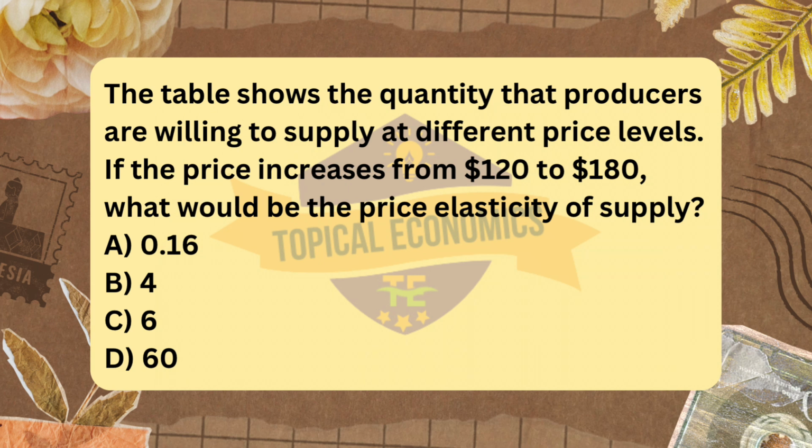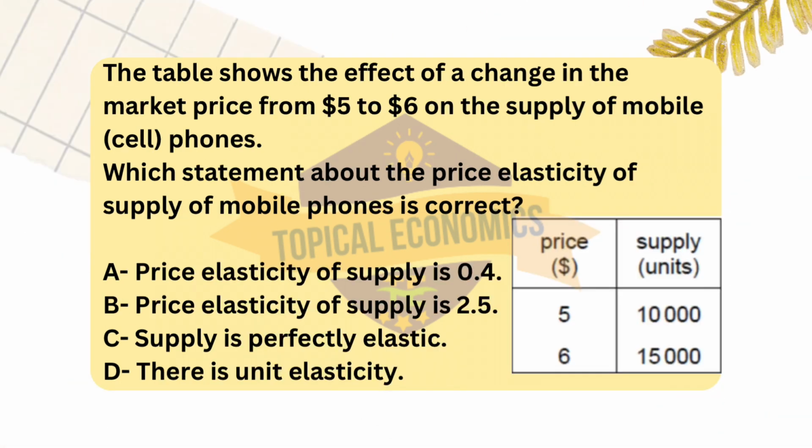The initial quantity supplied is 20, and the final quantity supplied is 80. So the percentage change in quantity supplied is equal to the change in quantity supplied, 80 minus 20 equals 60, the whole thing divided by 20 times 100, which gives 300%. Now the percentage change in price is equal to 60 divided by 120 times 100. That is 50%. Hence, the price elasticity of supply is equal to 300% divided by 50%, which gives the answer as 6. Proceeding with question 10.